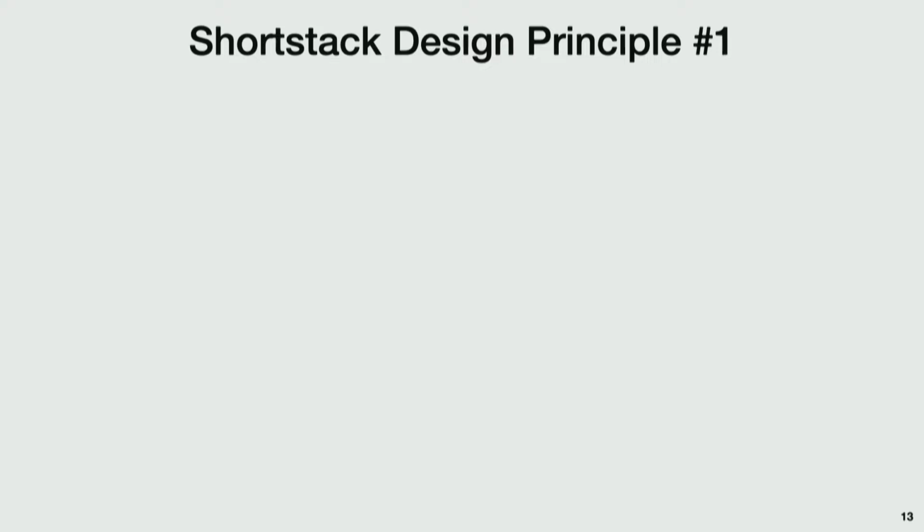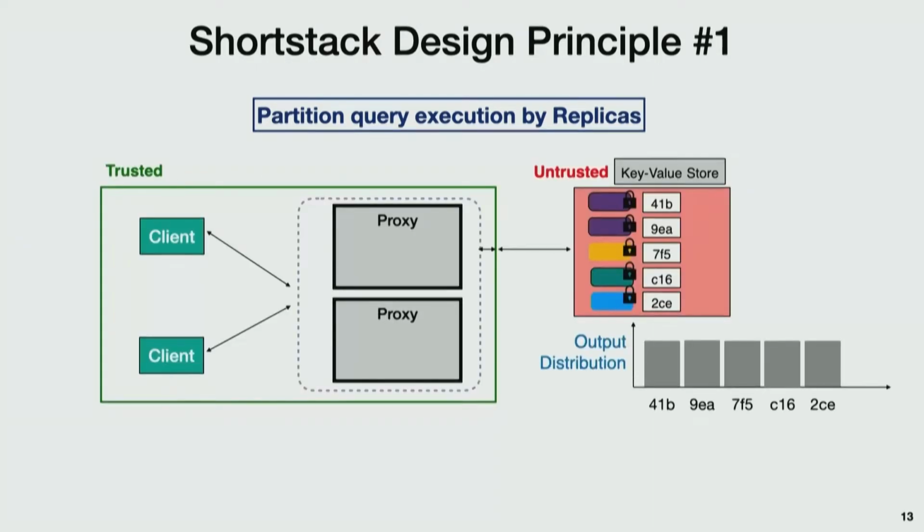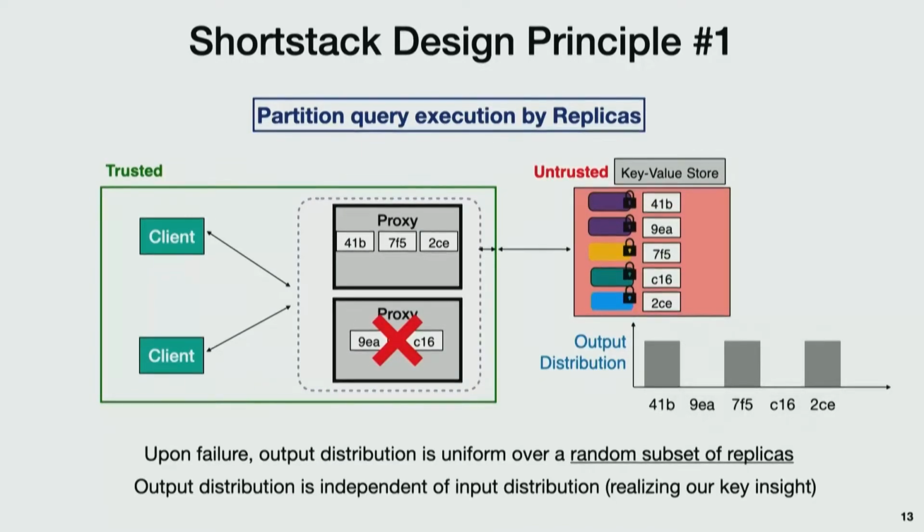So now I'm going to describe the design principles behind SHORTSTACK. The first design principle really realizes our key insight. It says the partitioning of query execution should be done over replicas in a distributed design. Here, for our example, there are two partitions for the proxy, and they handle different replicas. Even if one replica fails, remember that the replicas are really random objects. So you do not leak any distribution sensitive information, even if some accesses for those replicas go away. The output distribution is still independent of the input distribution.